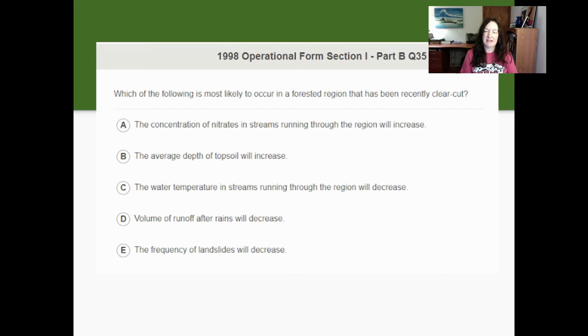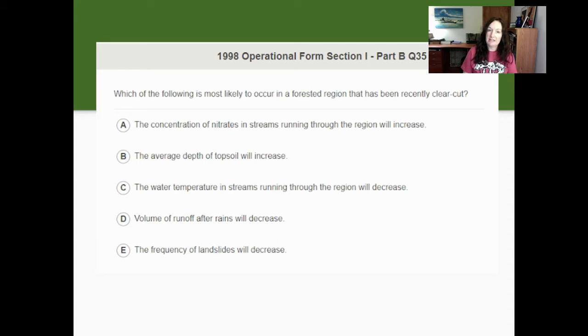All right, let's take a look at some former AP environmental exam questions related to forestry. Which of the following is most likely to occur in a forested region that has recently been clear cut? Pause the video here while you read through those choices and then come back and we will go over the answer together. The answer you should have gotten is letter A.